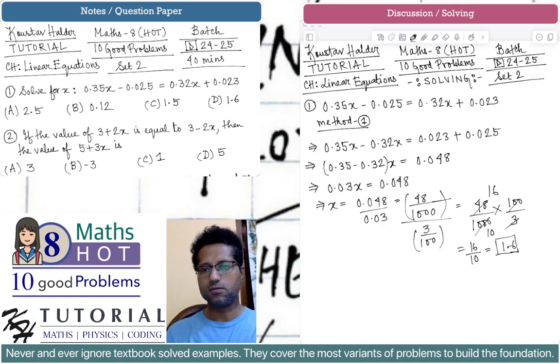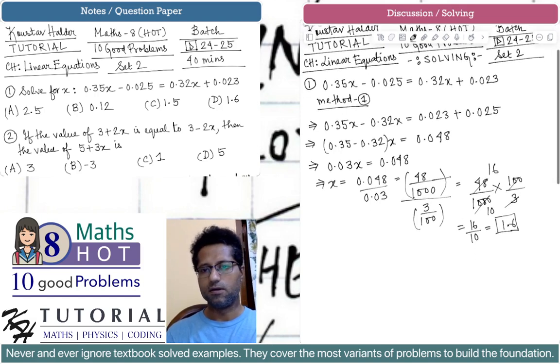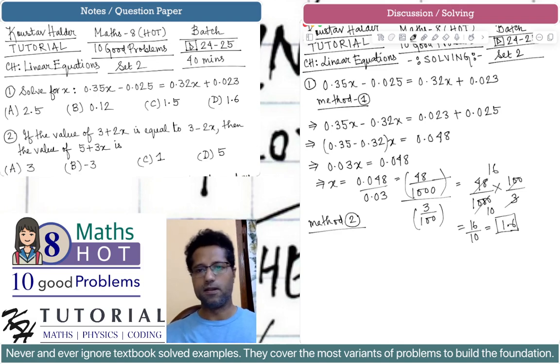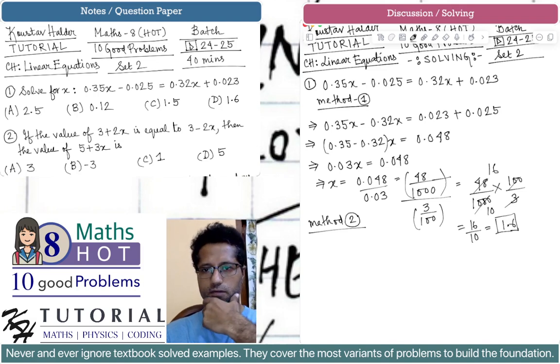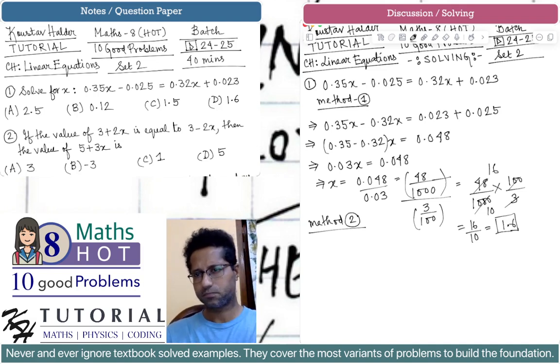Now, if you are not that comfortable with the operations on decimal numbers, the method 2 that you can apply is by multiplying both the sides by some power of 10. Now, what will be the power of 10? If you observe all the decimal numbers, the highest decimal places is 3.